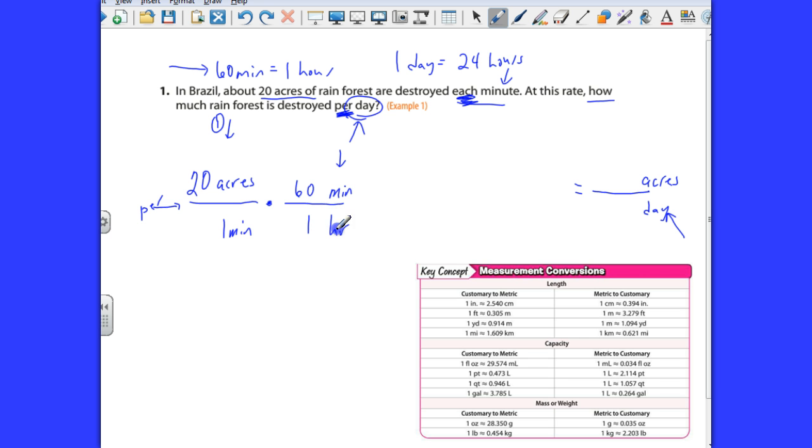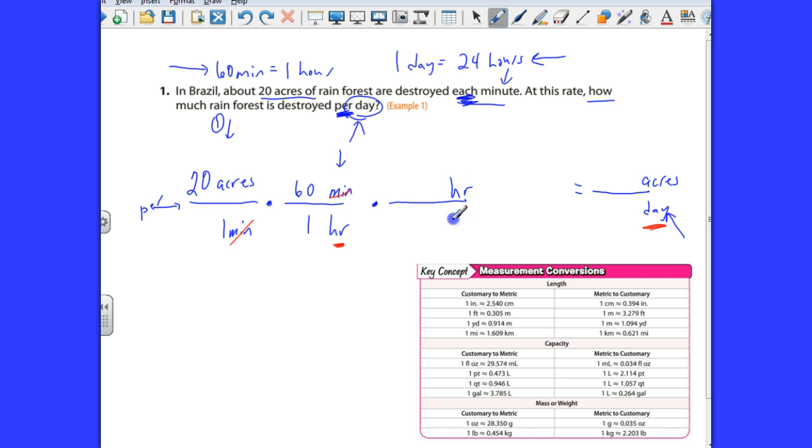So I do have minutes to hours. Now watch what happens. I just changed the minutes into hours. Now I have hours. But the deal is I don't want hours, I want days. So I have to do it again. And if I look here, I know, put another multiply right there. You have to match this label of hours here.